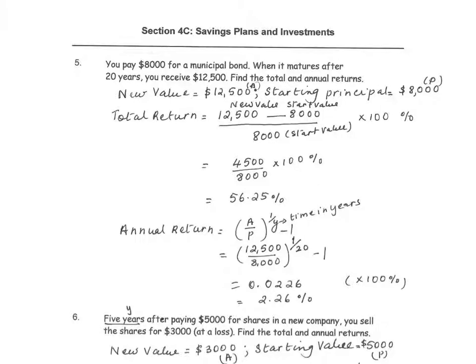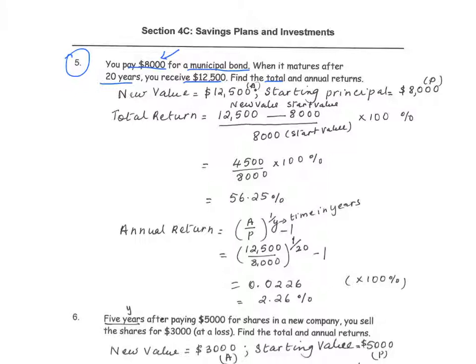So in the next two problems, we calculate the returns on investments. You pay $8,000 for a municipal bond. So you buy a bond, and the face value of the bond is $8,000. When it matures after 20 years, so you keep the bond for 20 years, you receive $12,500. That's how you make the money, and the extra amount that you earn is the interest. Find the total return and the annual return.